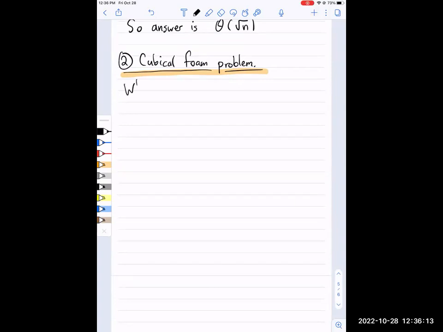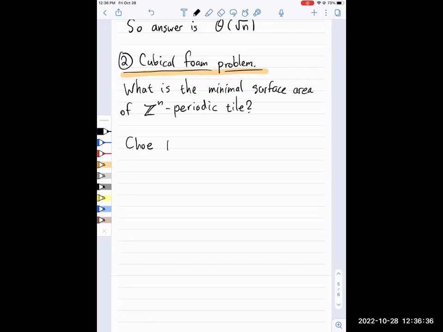But we asked that too. What is the minimal surface area? What we care about are Z to the n periodic tiles, or bubbles or tiles. Okay, so that's really where our story begins.